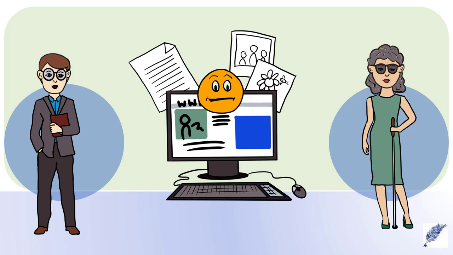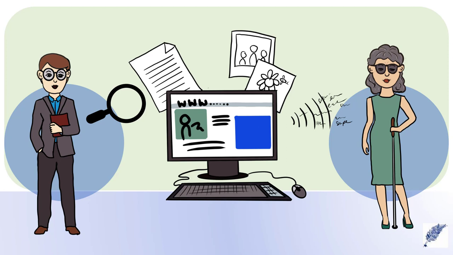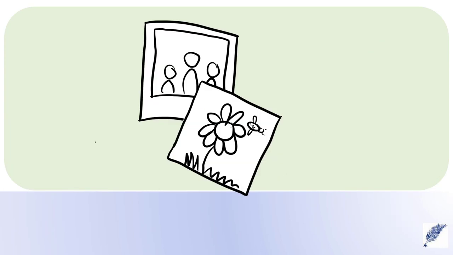Another solution is to use digitalized material only. In this case, some people can use their magnification software or rely on automatic reading. Make sure to provide alternative text for your pictures. Example: on this slide you can see two drawings. The drawings are symbolic for photographs, one showing a flower and a bee, the other showing three people.